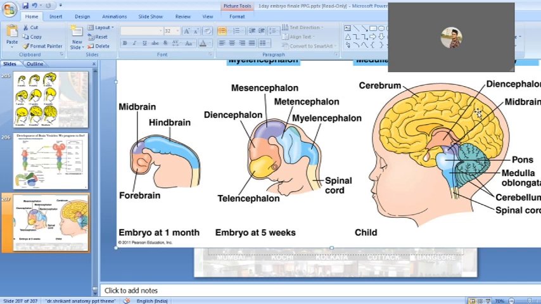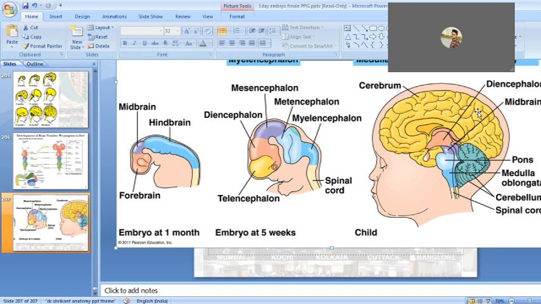This pituitary gland is located inside the sella turcica, which is part of the body of the sphenoid. Yes, this sella turcica is also known as the Turkish saddle. This MCQ has been asked. Turkish means the country Turkey, and a saddle is the seat on which we sit during horse riding. So the MCQ asked which part is known as the Turkish saddle. The answer is the pituitary fossa.